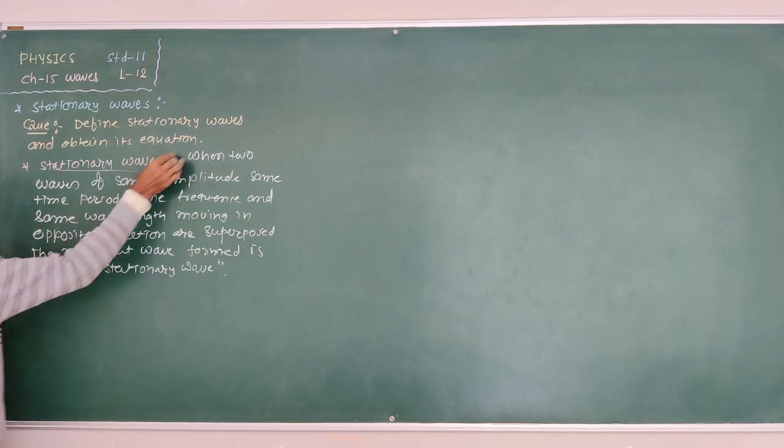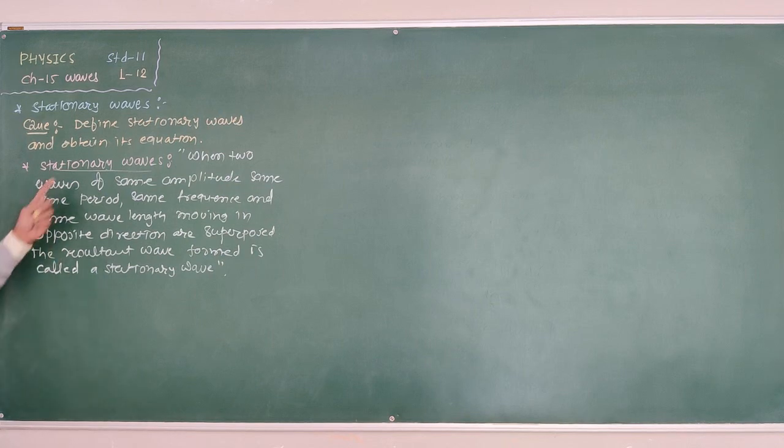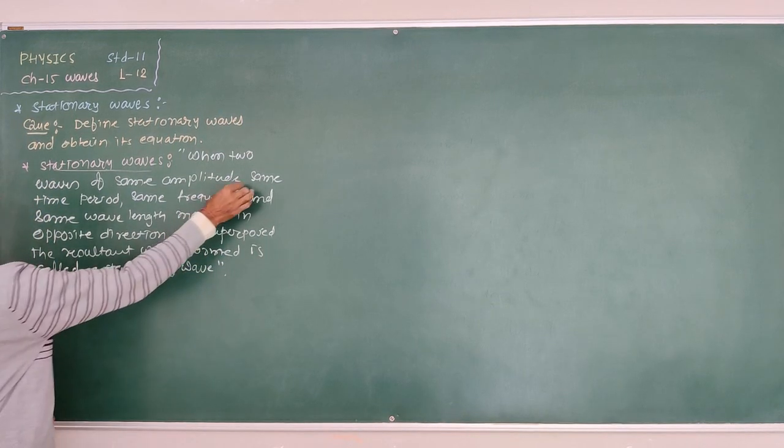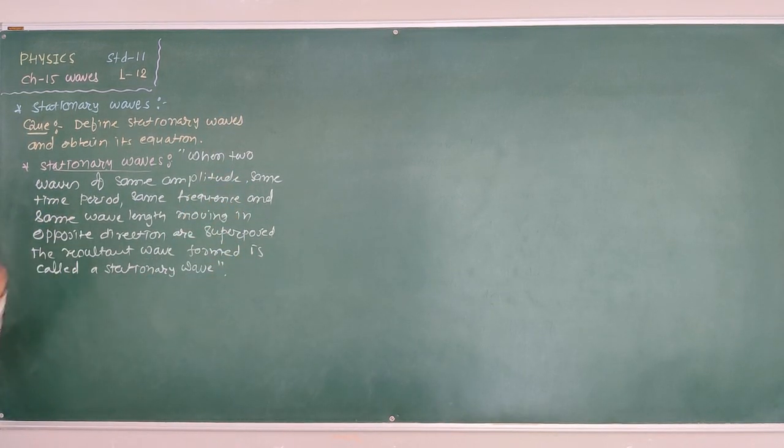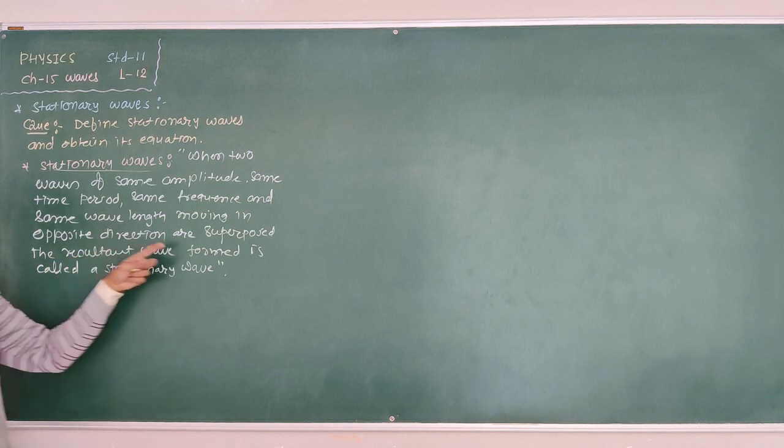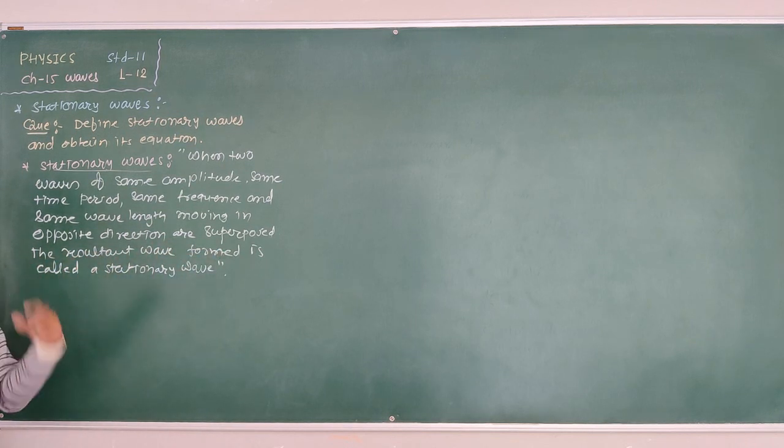Again, when two waves of the same amplitude, same time period, same frequency and same wavelength moving in opposite direction are superposed, the resultant wave formed is known as the stationary wave.